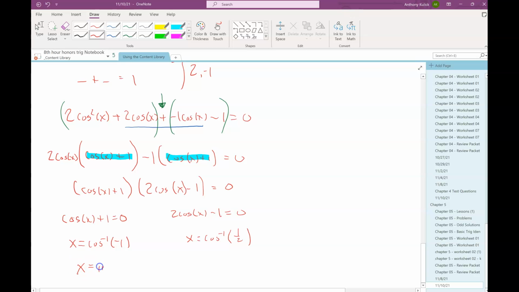I go to my unit circle. Cosine inverse of -1 happens at pi. Cosine inverse of 1/2 happens at pi over 3, and then again at 5 pi over 3. Again, because I'm going between 0 and 2 pi, so I'm just looking once around the unit circle.